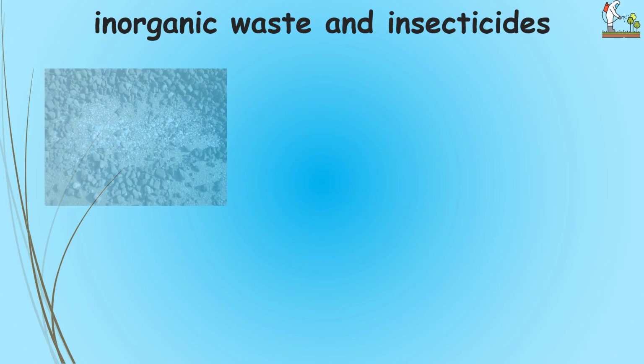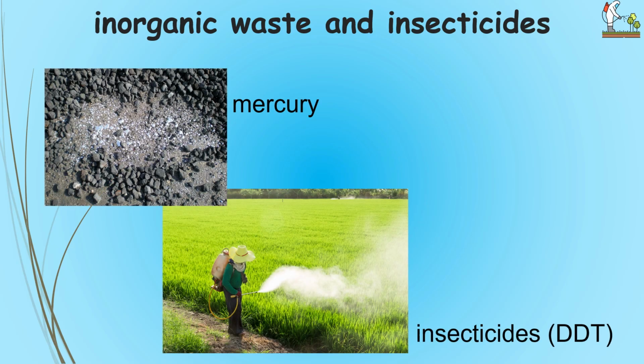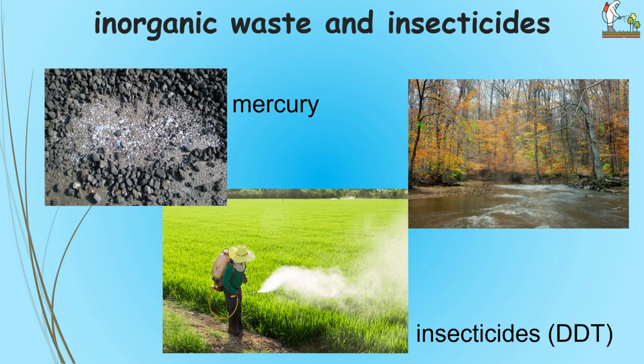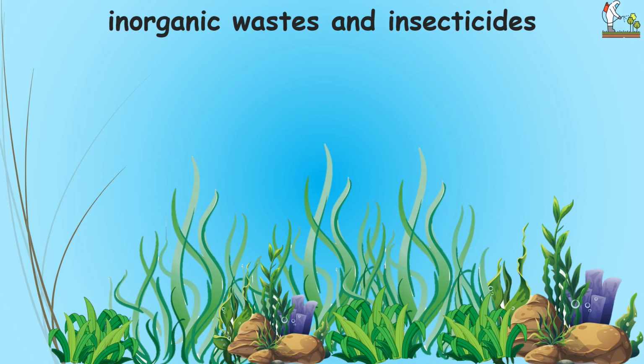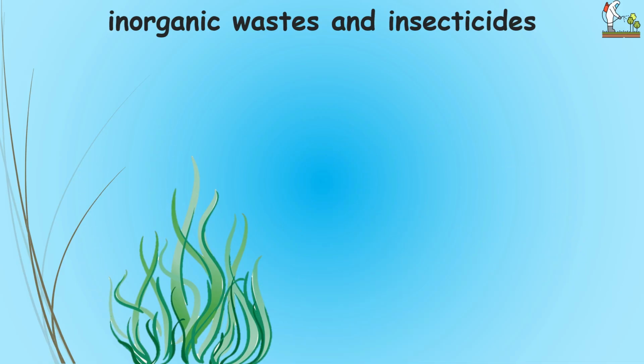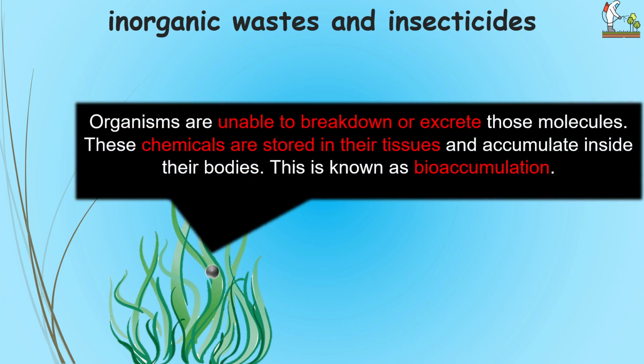Inorganic waste and insecticides can accumulate in a consumer's body, leading to death due to high doses or concentrations. When pollutants enter water or soil, organisms at lower trophic levels absorb them through a complicated process called diffusion. If an organism cannot break down or excrete these molecules, the chemicals are stored in its tissues and accumulate inside its body. This process is called bioaccumulation.